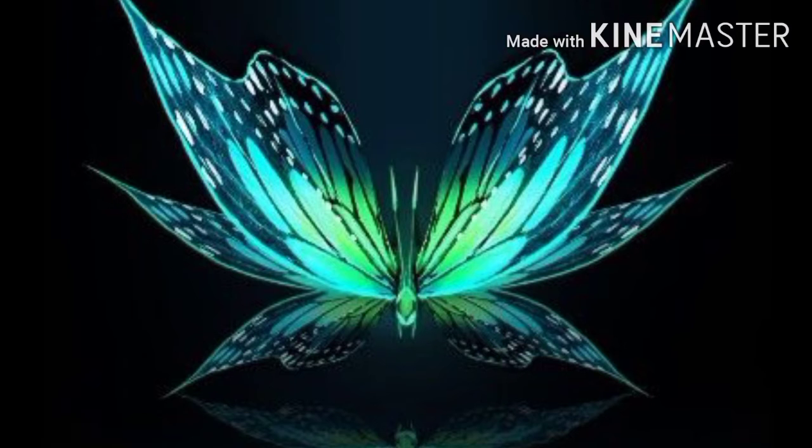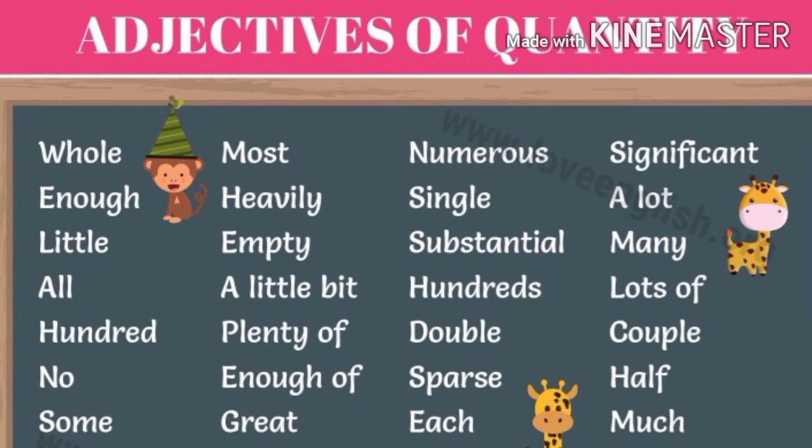Other than that, whenever we are answering questions like how much or how many, it comes under the category of quantitative adjectives. What are the examples of quantitative adjectives? Few, any, some, much, enough, etc.